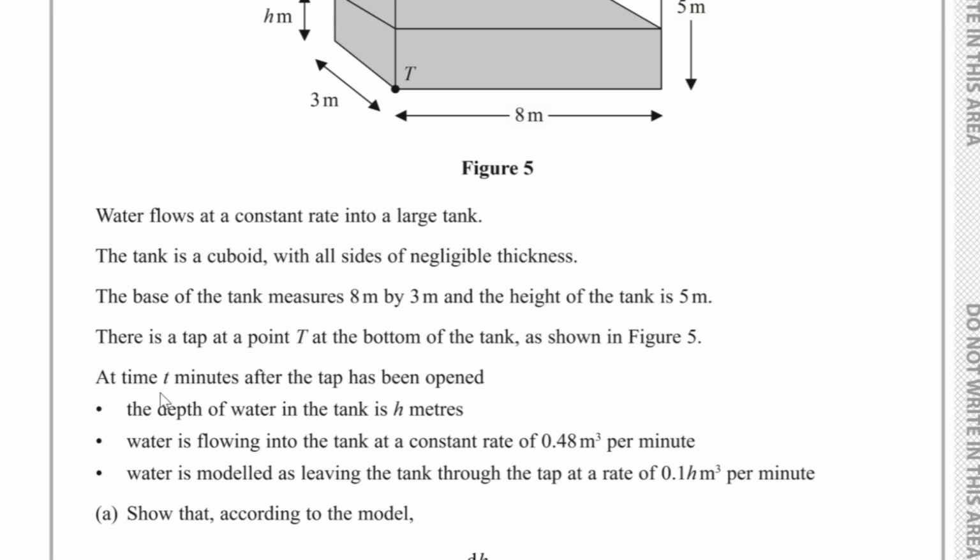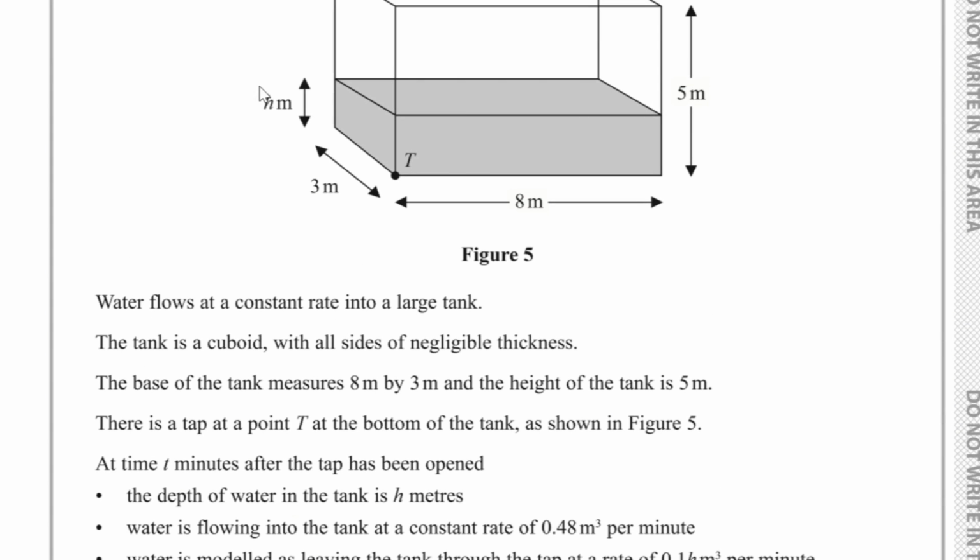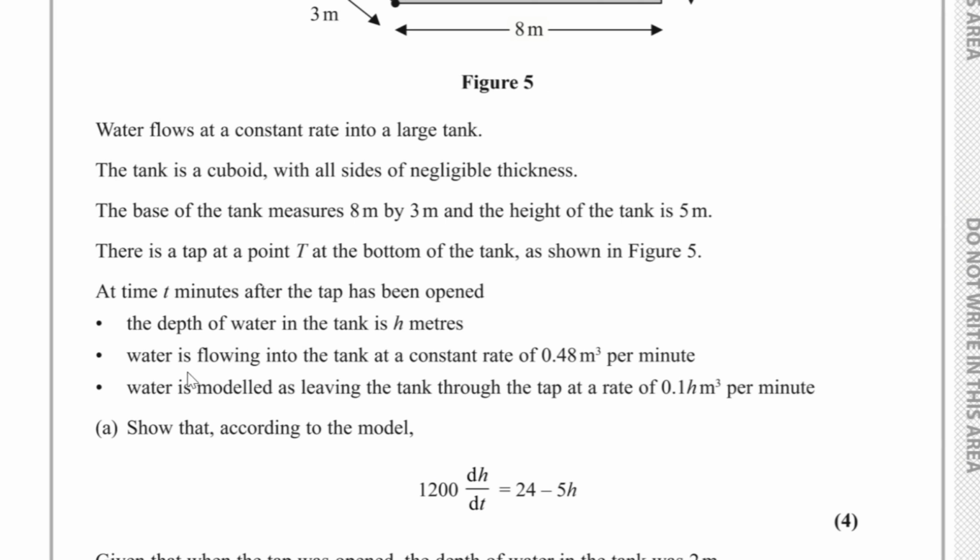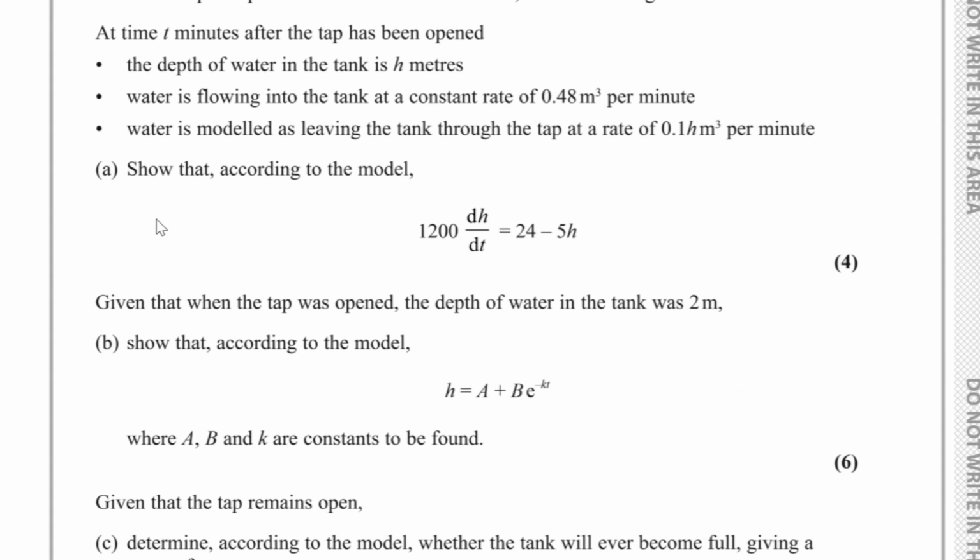At time t minutes after the tap has been opened, the depth of water in the tank is h meters, indicated here. Water is flowing into the tank at a constant rate of 0.48 meters cubed per minute. Water is modelled as leaving the tank through the tap at a rate of 0.1h meters cubed per minute. For part A, we have to show that according to the model, 1200 dh over dt is equal to 24 minus 5h.